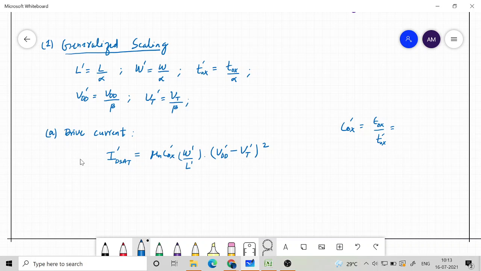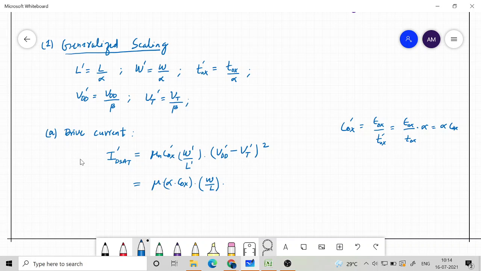Epsilon ox is also a material property, that will not get affected. But Tox dash is basically Tox divided by alpha. So Cox dash is basically alpha into Cox. So that is number one. And the next one is W by L. Both are scaled by the same factor, and we are taking the ratio, so it doesn't change. So that is W by L itself.